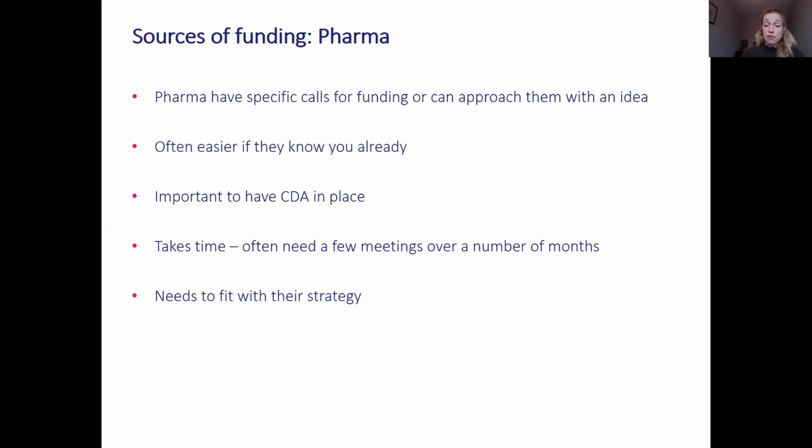It does take time, and often these meetings happen over quite a number of months, so that's important to think about: none of this trial work happens overnight. Probably the most important thing is that it needs to fit with their strategy. For pharma, if there's a new indication for the use of their drug, that will be particularly interesting to them. So it's important to make sure you can align your interests with theirs.